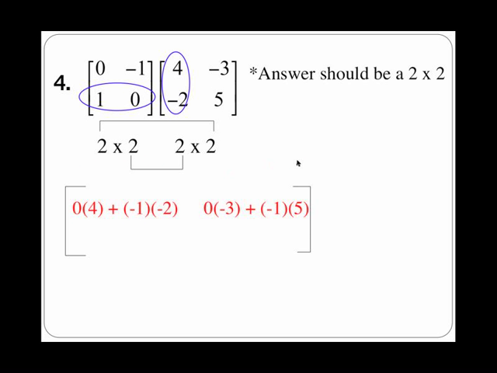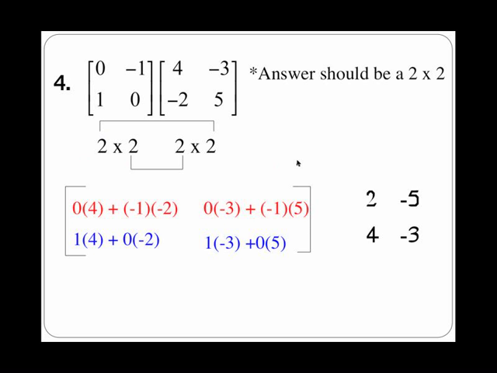So 1 times 4 and 0 times -2. And then we'll move over and multiply the second row times the second column. 1 times -3 and 0 times 5. And when you simplify that out, you get 2, -5, 4, -3. And that would be your answer for this particular matrix multiplication.